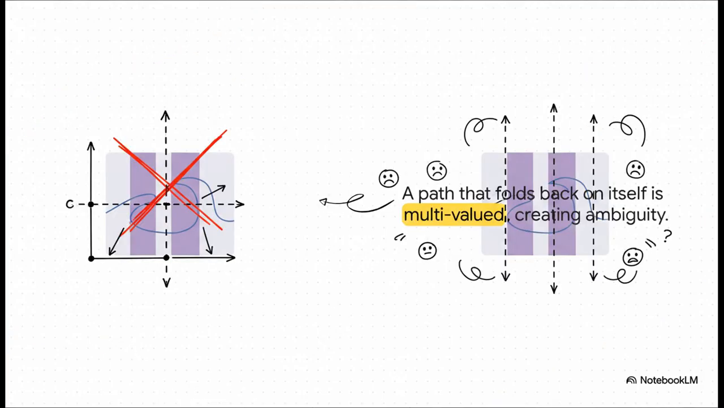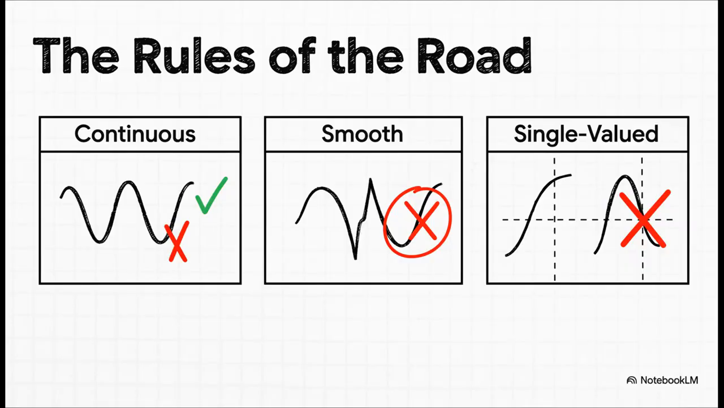And another no-no? The path can't fold back on itself. See, if you were to draw a straight vertical line, it would hit the curve in more than one place. That would mean for one single input, there are a bunch of possible outputs. That kind of ambiguity is a huge problem for our navigation tools, so we just avoid it completely. So when you boil it all down, these are the 3 big rules of the road. Our functions have to be continuous, no breaks, they have to be smooth, no sharp corners, and they have to be single-valued, no confusion. These rules guarantee that our landscape is well-behaved, which means we can always find our way.